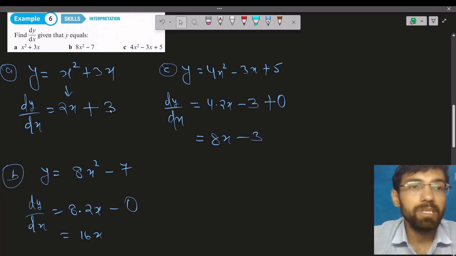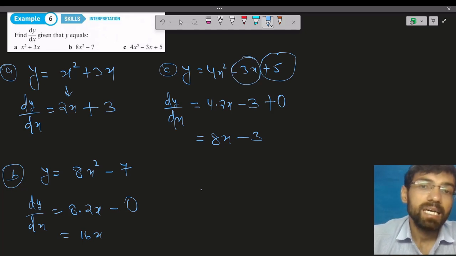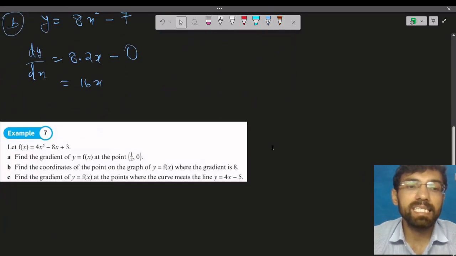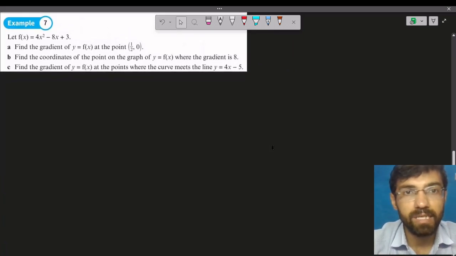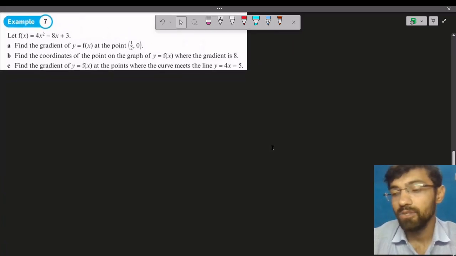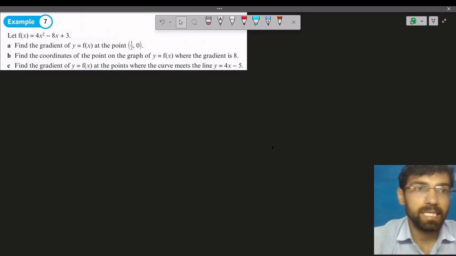So here we used that the differentiation of a constant is 0. Here we learned the differentiation of kx is k only. Okay, so this is about it. Let us do a word problem based on differentiation. And here you should be aware that differentiation is nothing but the gradient. Differentiation gives you the gradient.